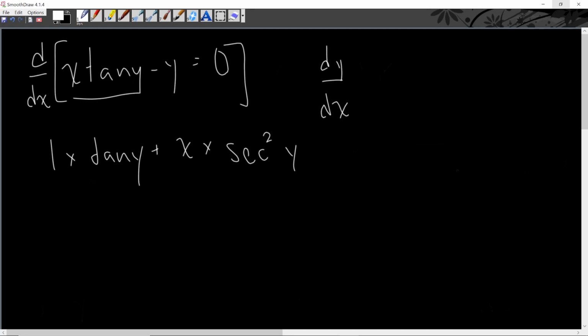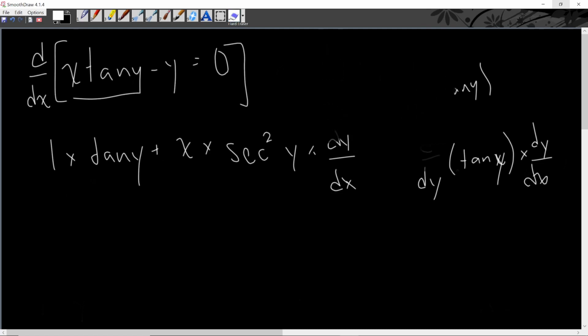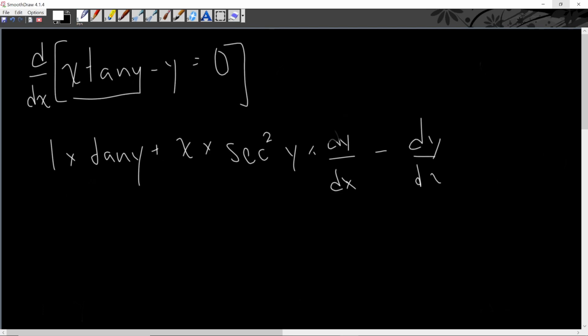y times dy dx. Again, this is going to be derivative with respect to x of tan y. So we're going to have to do d/dy of tan y times dy dx. And then from there, derivative of negative y is going to be negative 1 times dy dx. So d/dy of y times dy dx, so negative dy dx. And then from here, we simply solve for 0.